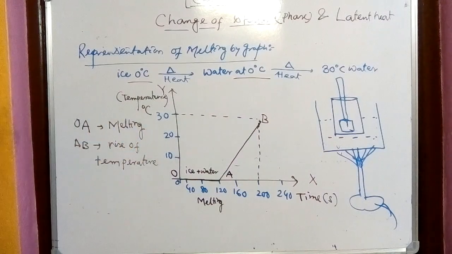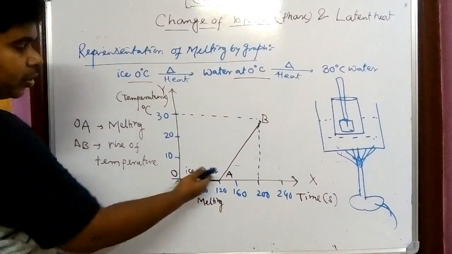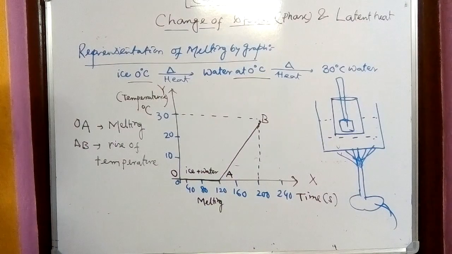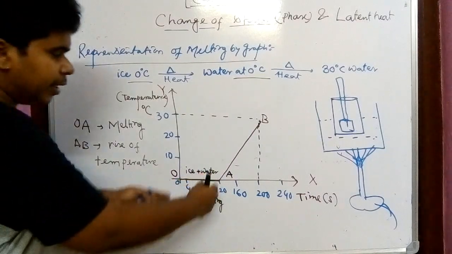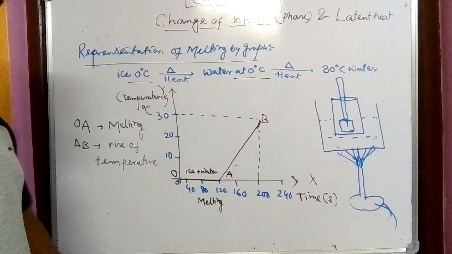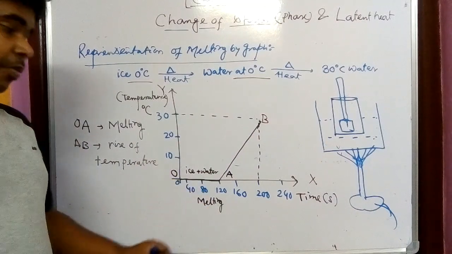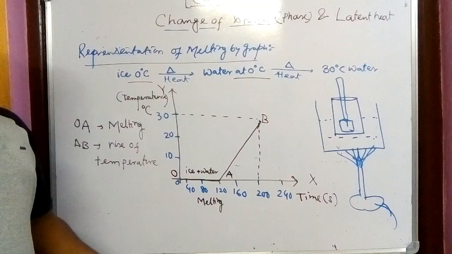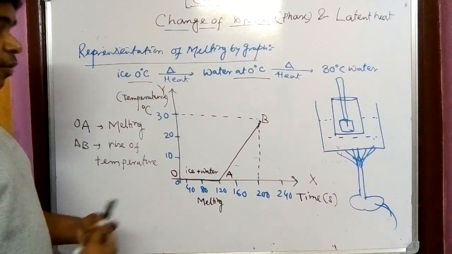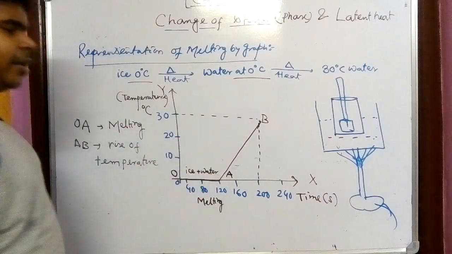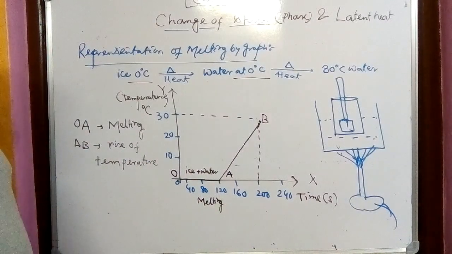By that graphical representation, we have shown you how the temperature is increased when heat energy is given to it, as well as how the state is changed. Here ice to water, state change occurs. I have written ice plus water, meaning in this time ice is converting into water but the temperature remains the same. At this point the whole ice is converted into water, and then the rise of temperature occurs. I think it is clear for you.